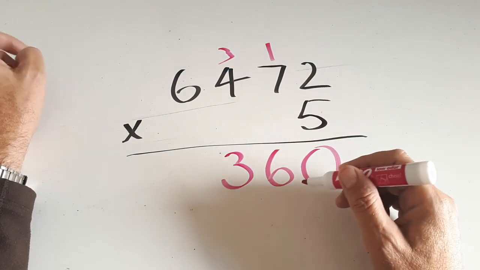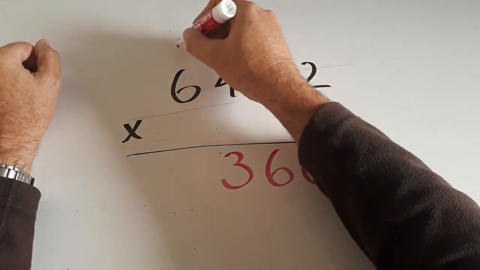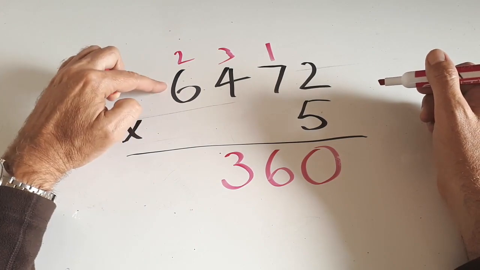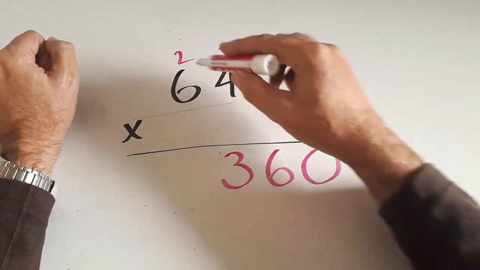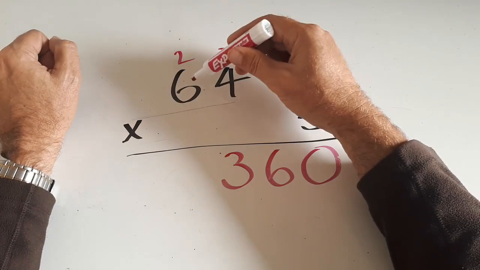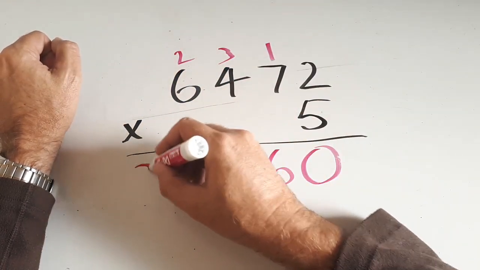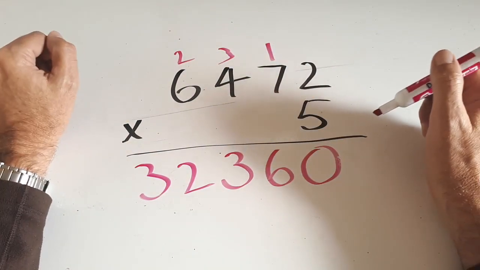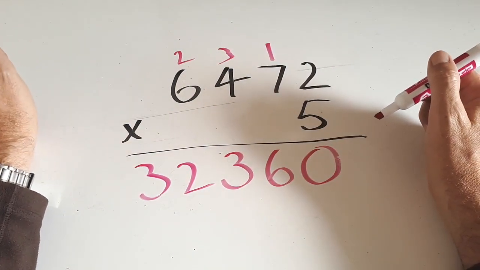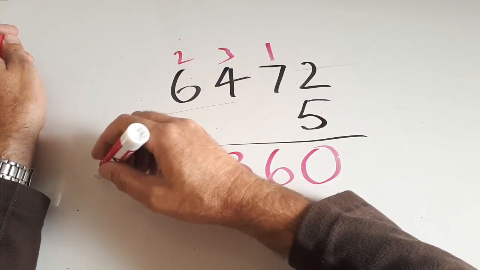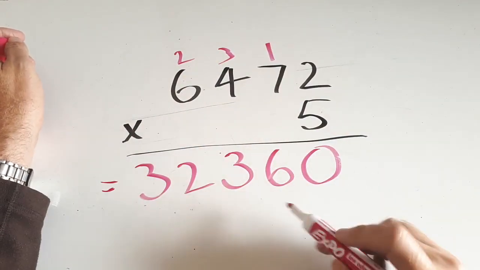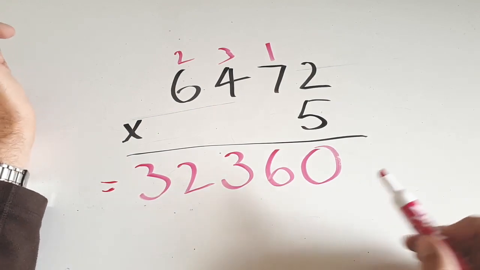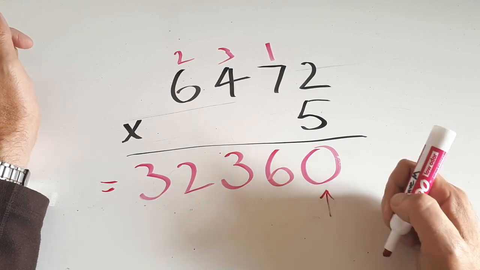The 3 hundreds go there, and the 2 from the 23 goes up there. These are thousands, of course, now. 6 times 5 is 30, plus 2. We can just jot our 32 down there. I could put the 2 there and the 3 up there, but you get the point. 5 times 0 is going to be 0 anyway. So our total then is 32,360.